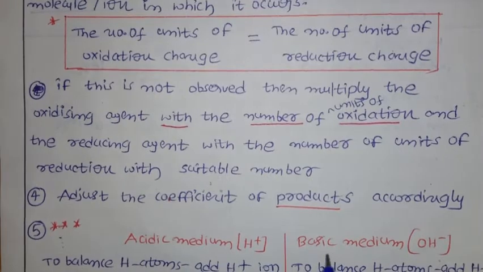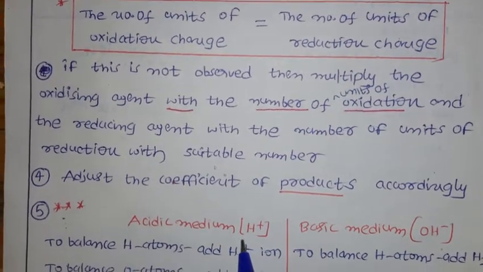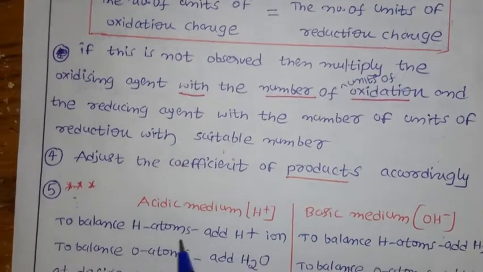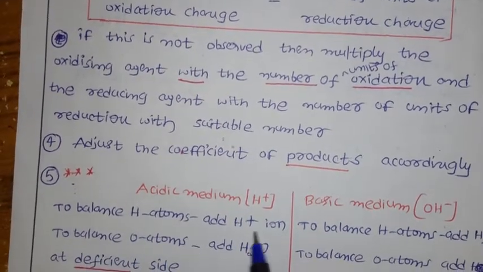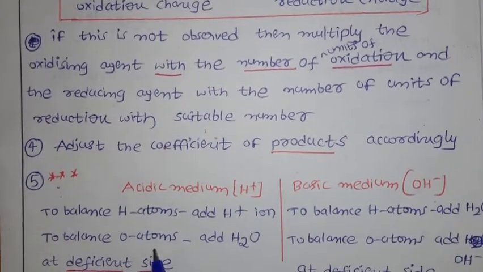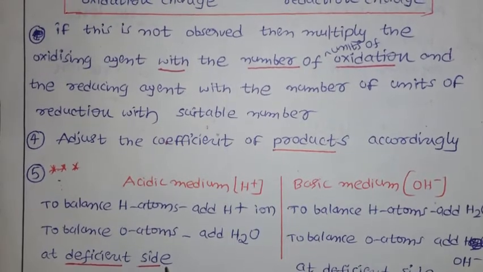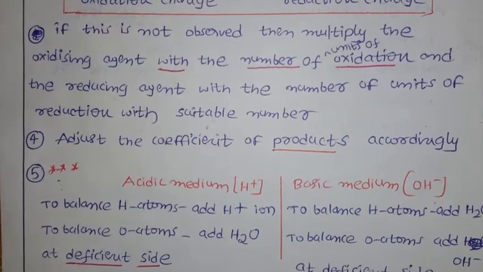Then, in the acidic medium, the medium is important. If it is an acidic medium, you have to balance the hydrogen atoms by adding H+ ions. For oxygen atoms, you have to balance by adding H2O at the deficient side. You are going to add it at the deficient side.